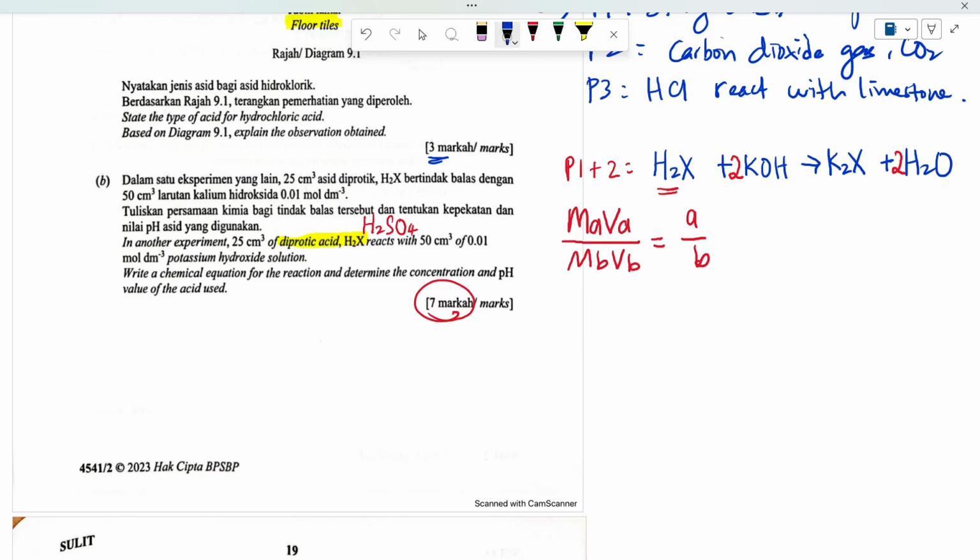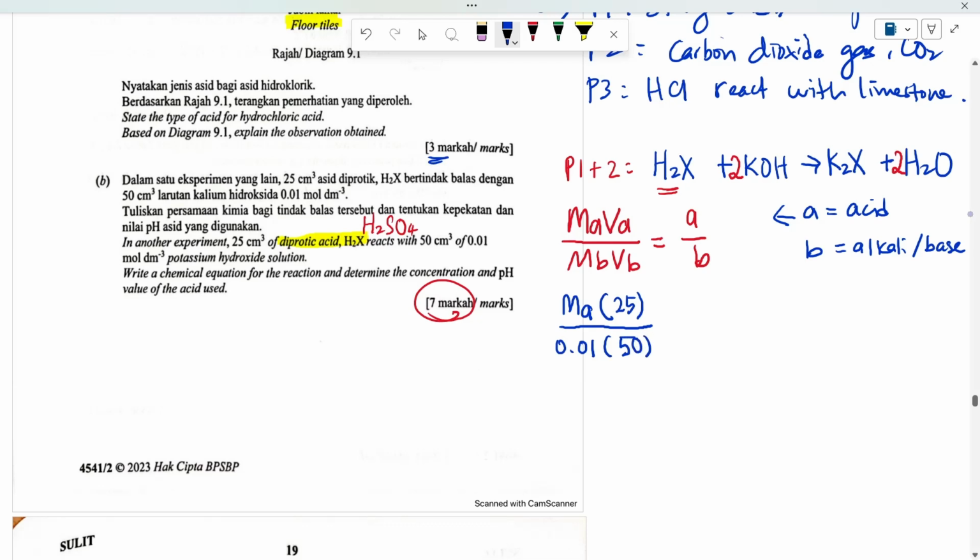So A refers to which one? A is for acid, B is for alkali or base. So we replace in all the information. MA you need to find, so MA we don't know. VA, volume of the acid, 25. Next, MB, 0.01. VB, 50.